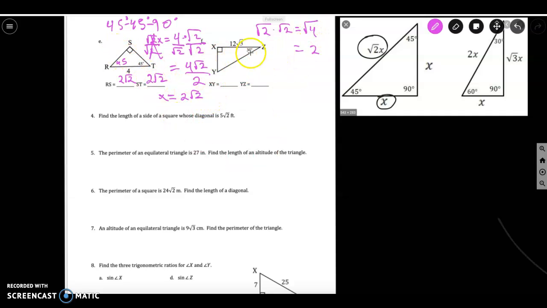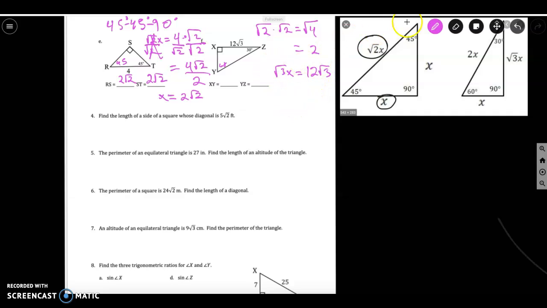We have a 30, 90, 60 triangle here. We see that adjacent to the 30 degrees is the long side. That long side is equal to the square root of 3 x, which is equal to 12 times square root of 3.